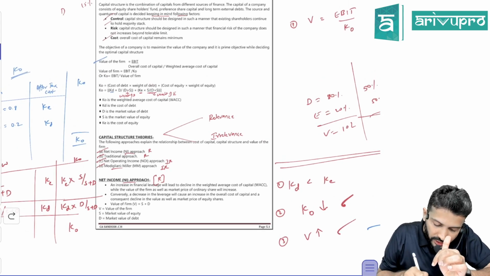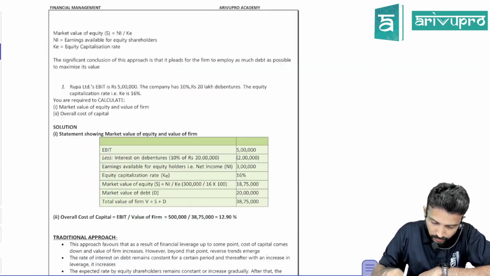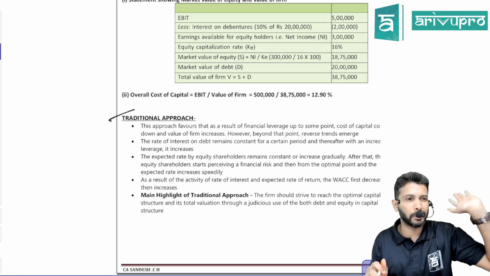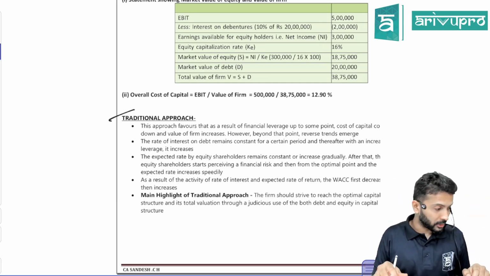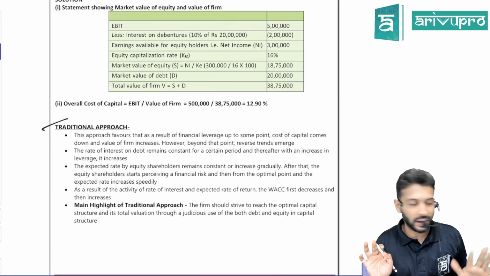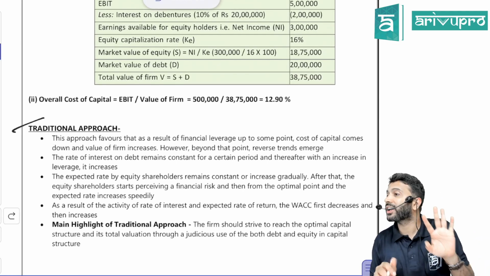The first one we studied is the net income approach. The second one is the traditional approach. We'll finish this theory, the third and fourth, first, and then we will dive into the problems in one shot. It'll be a little easier. That's fine by you, no? We are going to be awake, alive and awake, both. Okay, next one is the traditional approach.